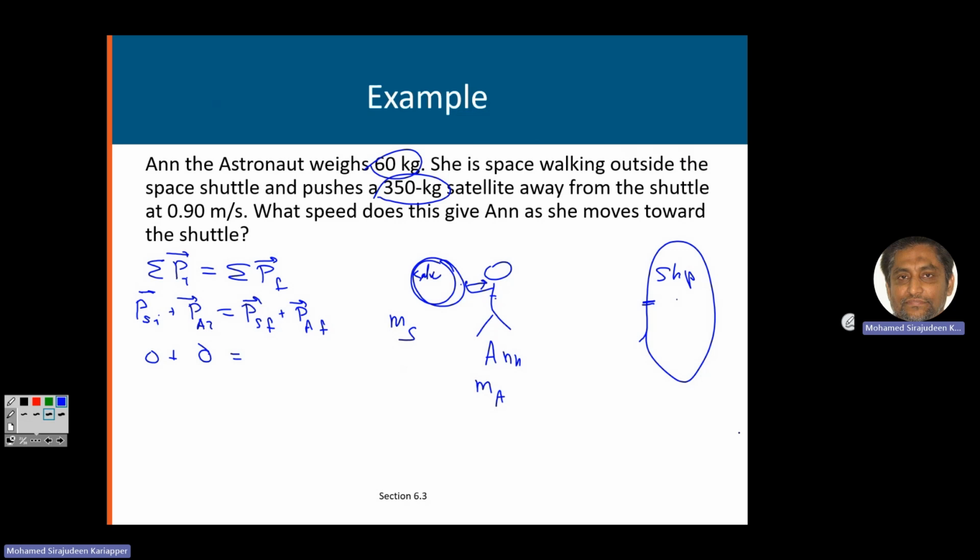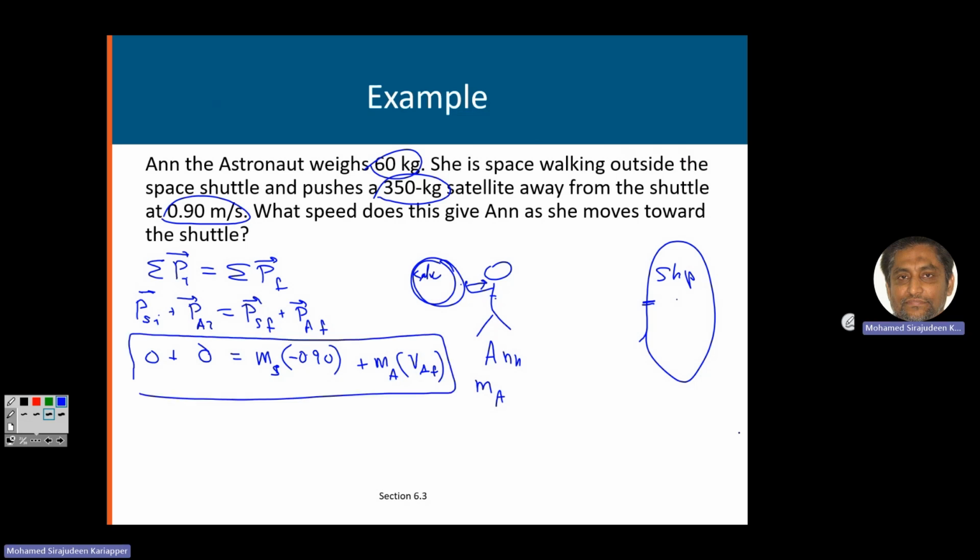Okay, so we can say mass of the satellite multiplied by the speed of the satellite, but since I have chosen the right side to be the positive side, this will be the negative velocity, so minus 0.90, plus mass of the astronaut multiplied by the velocity of the astronaut finally after collision. All right, we don't know that. We know the mass of the satellite, we also know the mass of the astronaut. Look at this. How many unknowns?